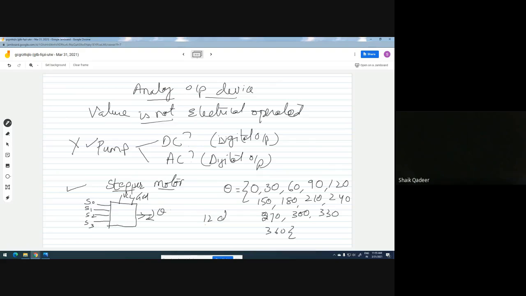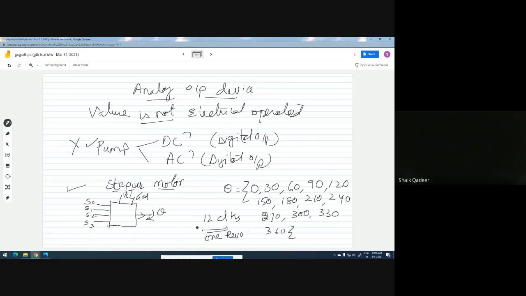12 clocks. So what will we say? 12 clocks are needed to complete one revolution. So that's why it is called an analog output device. It is an important discussion, you should write it in your notebook. I will give the recording, and I hope you will reach your notes.